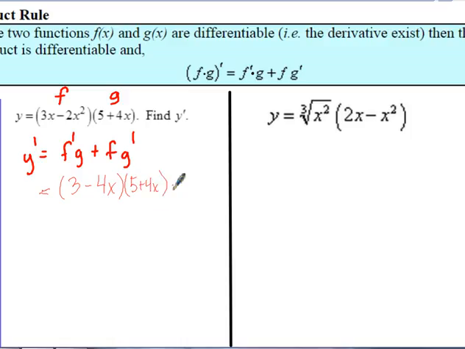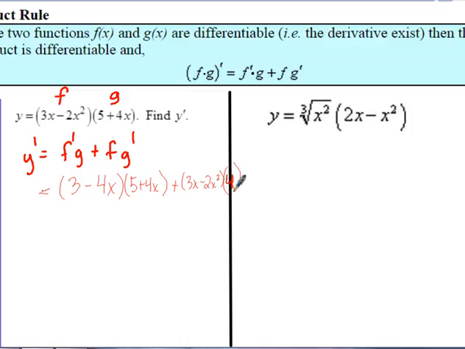And then it's going to be plus my original f, so 3x minus 2x squared, times g prime, which is the derivative of just the back. What happens to this 5? Goes away, and then what's the derivative of 4x? 4. So here, basically there's a 4 there. I don't know if you can see it. Okay? So basically that's my rule being applied.